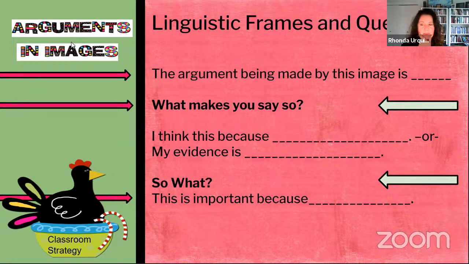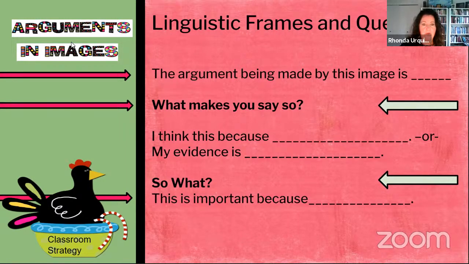So the argument being made by this image is, and that becomes the claim. What makes you say so is the magic question. It's the first magic question. It opens people up so that they're thinking about what data is telling them that they think so. I think this because, or my evidence is, and so these are the linguistic frameworks that we want to work with. And you can see the arrows that I have there correspond to the interactive notebook, goes out of the slide deck, and you can see there's a claim, there's data.